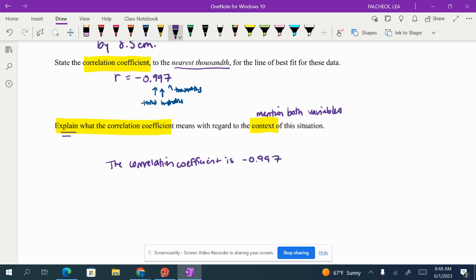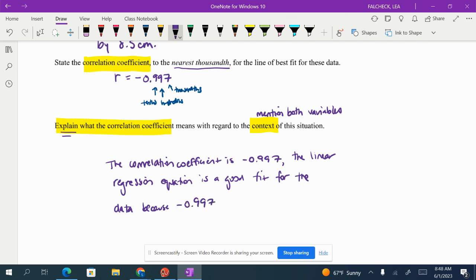negative 0.997. So that is a negative number, and it's really close to negative 1. So that means that the linear regression equation is a good fit for the data because negative 0.997 is very close, actually, to negative 1.